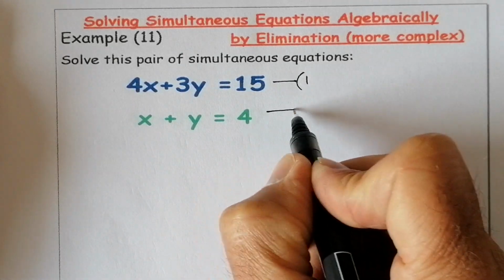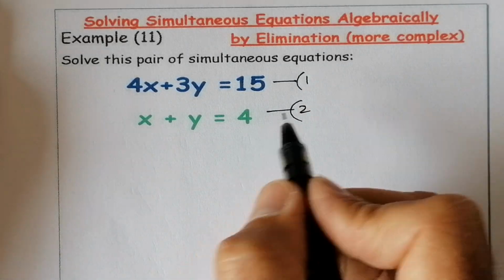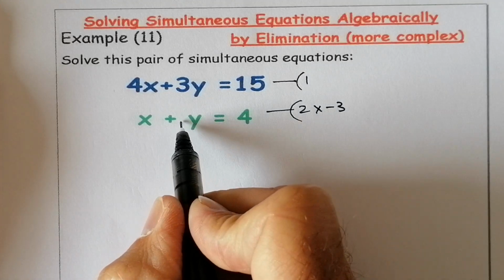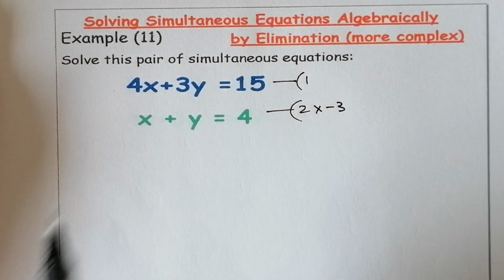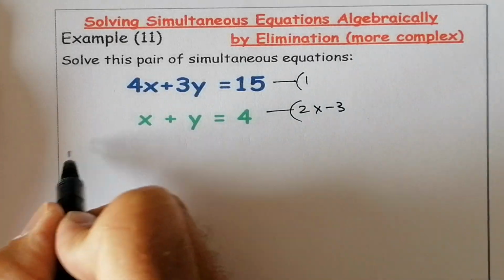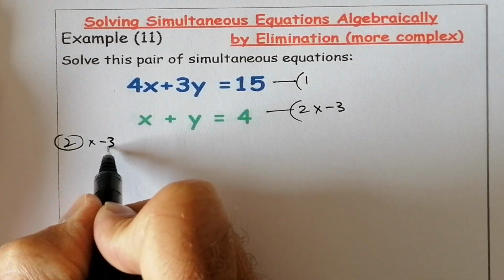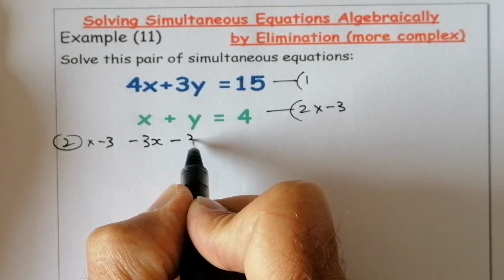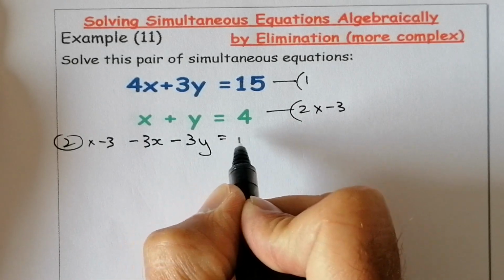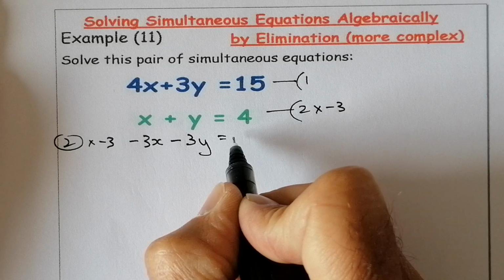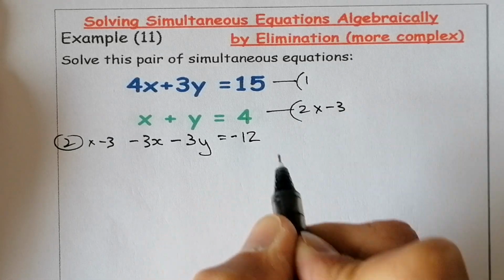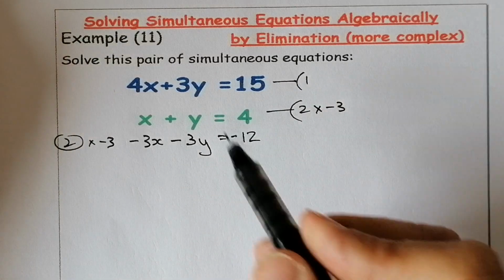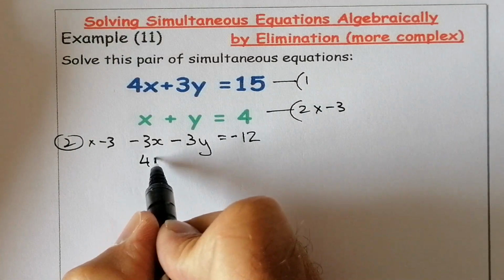So equation number 1, equation 2. What I'm doing with equation 2 is multiplying it by minus 3. That will give me minus 3y here, remember, to eliminate here. So equation 2 times negative 3 gives me negative 3x, negative 3y, and 3 times 4 gives me 12, but it's a negative 3, so it's negative 12, okay? What I'm then going to do is bring down equation number 1, because that's the one I'm going to use with it.